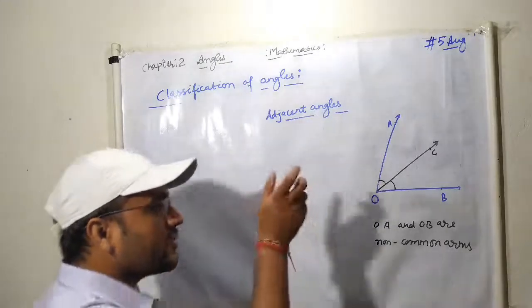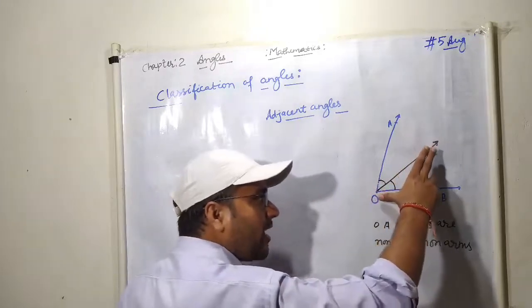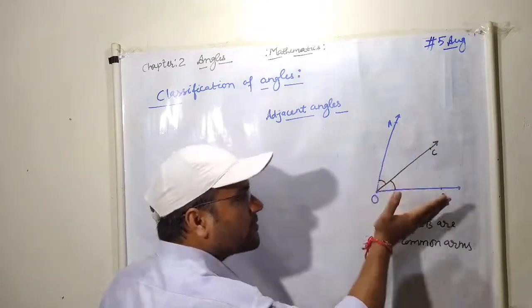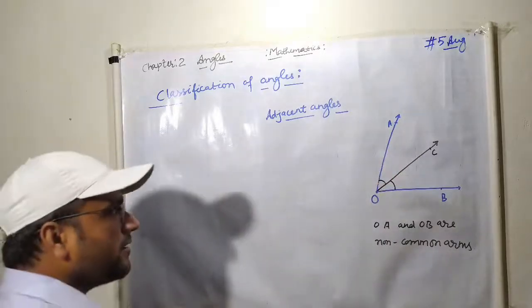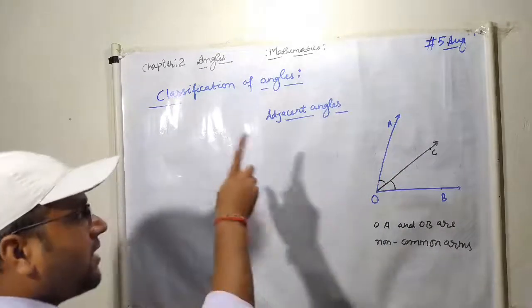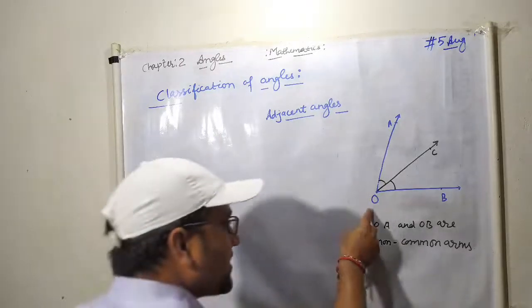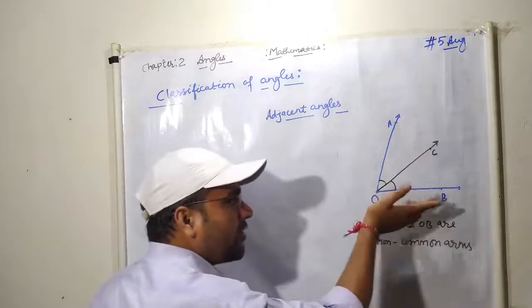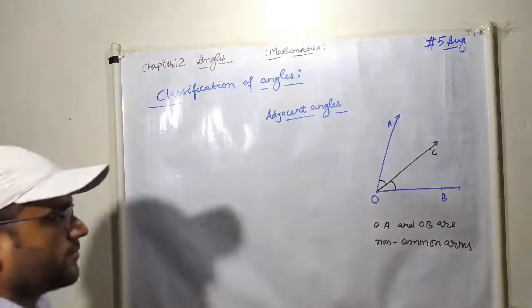Two angles are said to be adjacent if they have a common vertex and a common arm, and the non-common arms are on opposite sides of the common arm. Okay, very important students, two angles are said to be adjacent if they have a common vertex, a common arm, and the non-common arms are on opposite sides of the common arm.